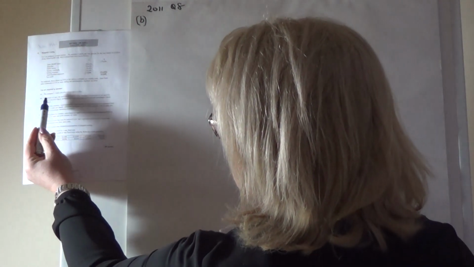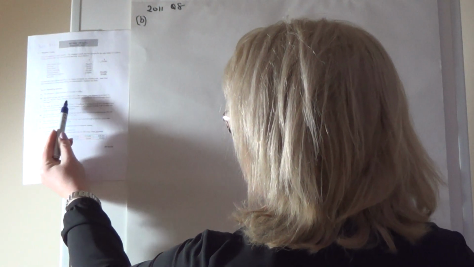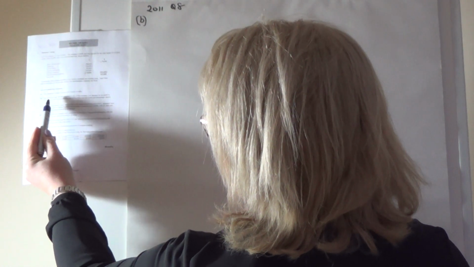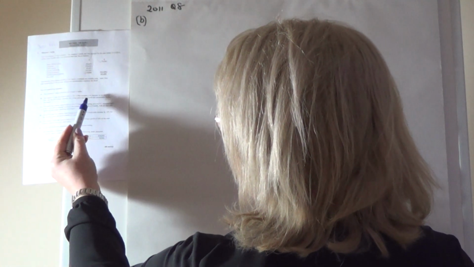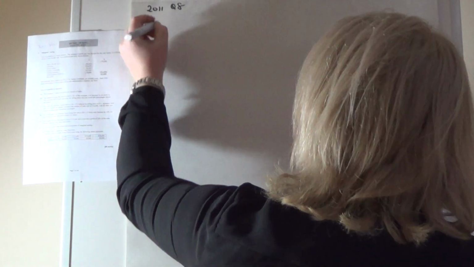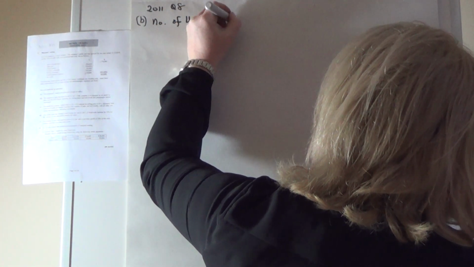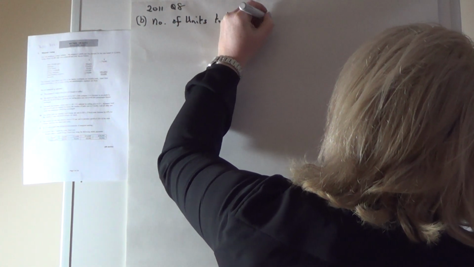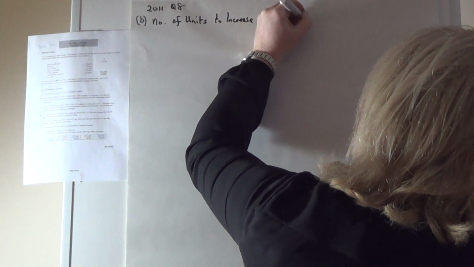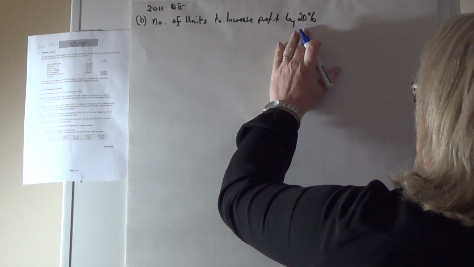Okay, so now we're going to look at part B of our question, which asks us to find the number of units that must be sold in 2011 if the company is to increase its net profit by 20% over the 2010 figure, assuming the selling price and cost levels and percentages remain unchanged. So we're looking for the number of units we need to sell to increase the profits by 20%.